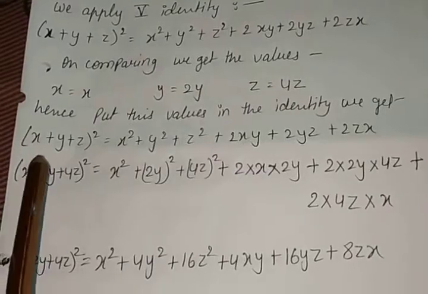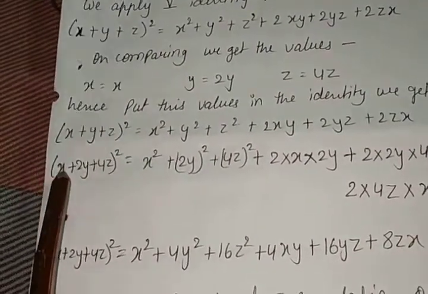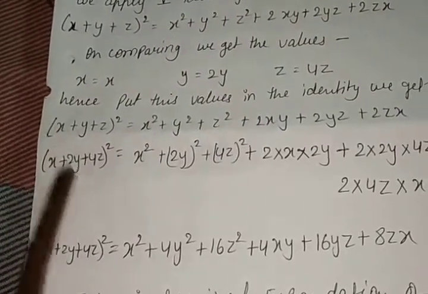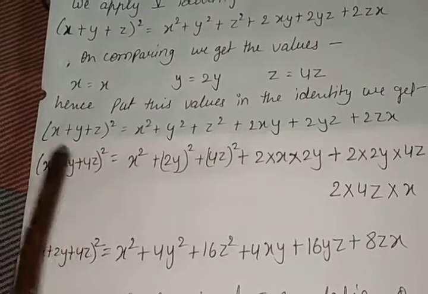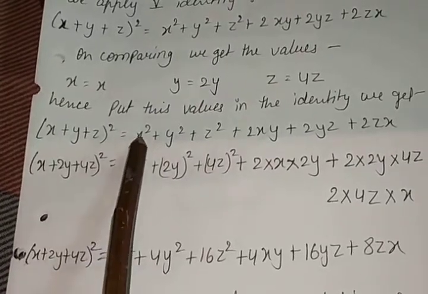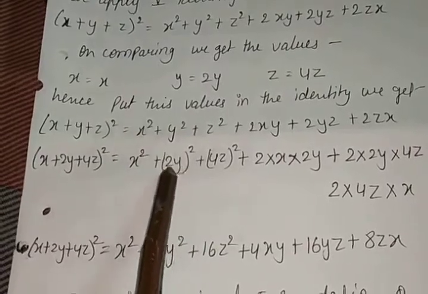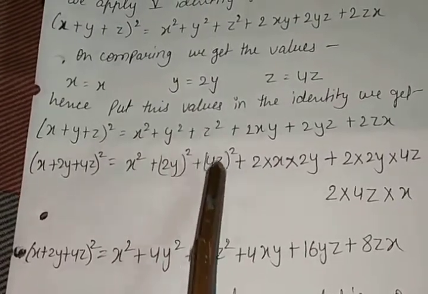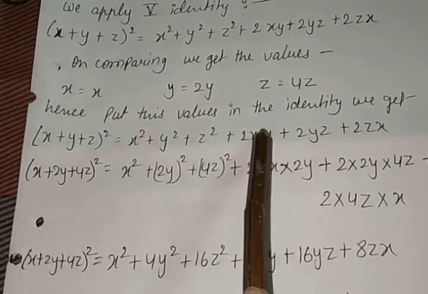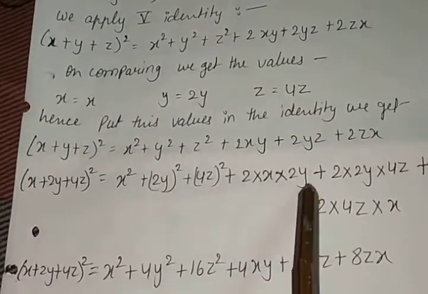So here is our identity. In the LHS part, we just put the values of x, y, z. That means x replaces with x, y replaces with 2y and z replaces with 4z. Whole square is as it is, equals to x replaces with x, that means x square, y square replaces with 2y, that means (2y) square, z replaces with 4z, that means (4z) whole square, plus 2 multiplied by x multiplied by y, hence 2 multiplied by x multiplied by 2y as y replaces with 2y.